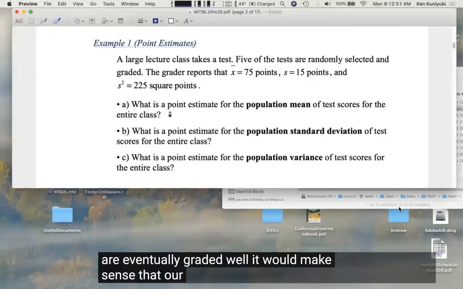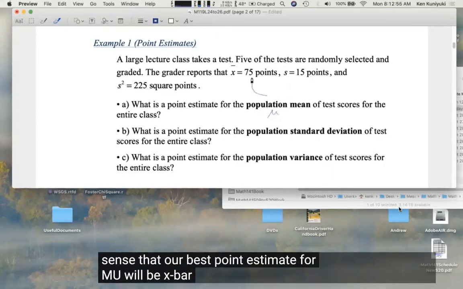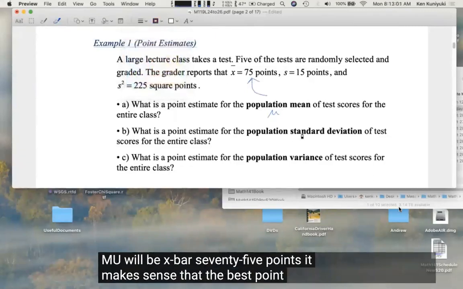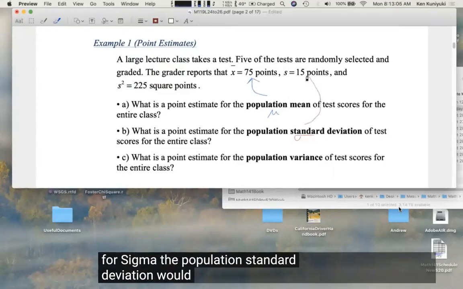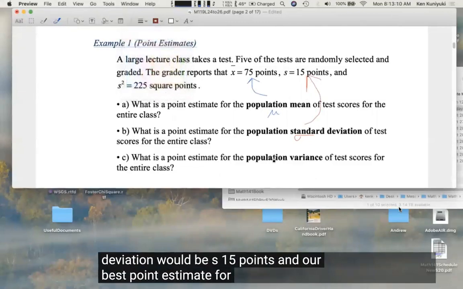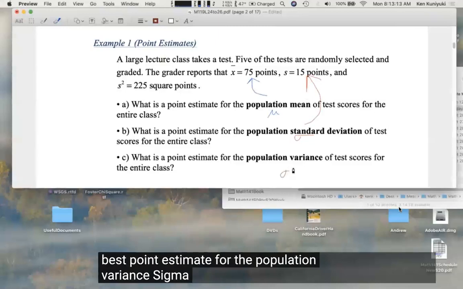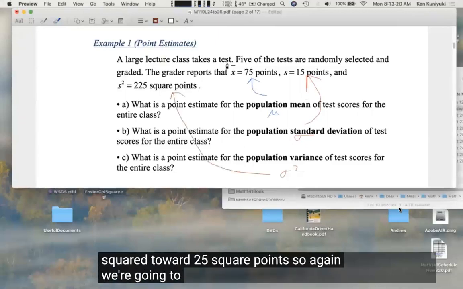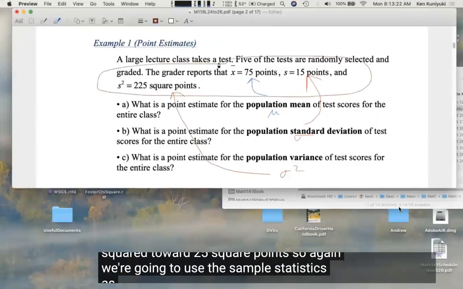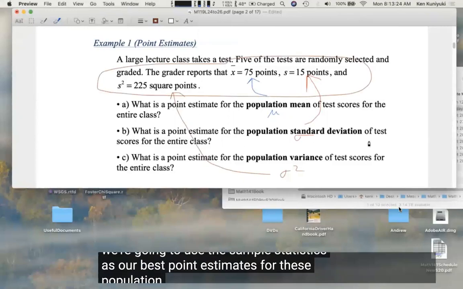Well, it would make sense that our best point estimate for mu will be X bar, 75 points. It makes sense that the best point estimate for sigma, the population standard deviation, would be S, 15 points. And our best point estimate for the population variance, sigma squared, would be S squared, 225 square points. So again, we're going to use these sample statistics as our best point estimates for these population parameters.